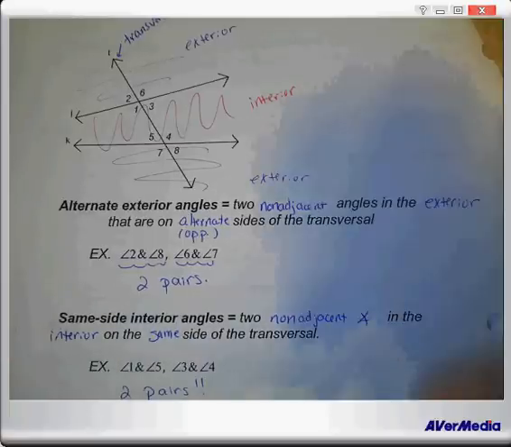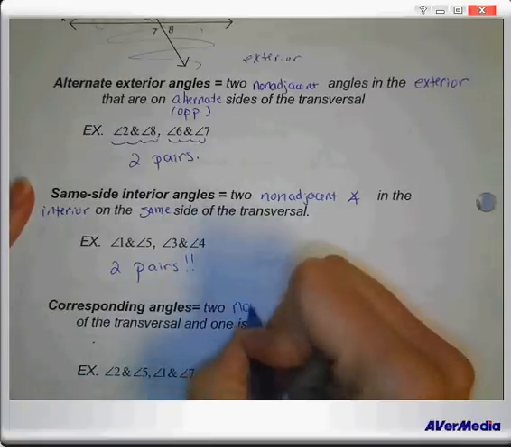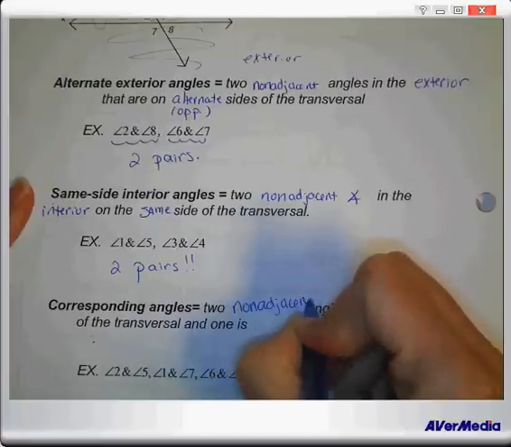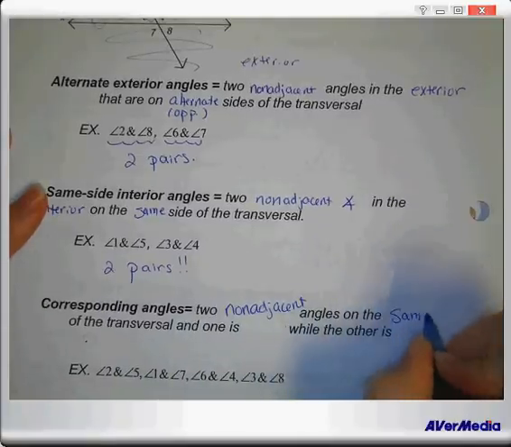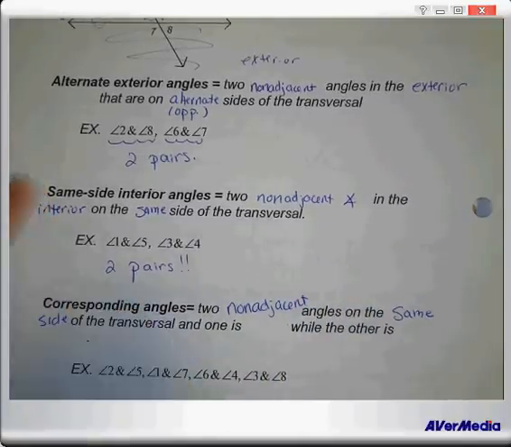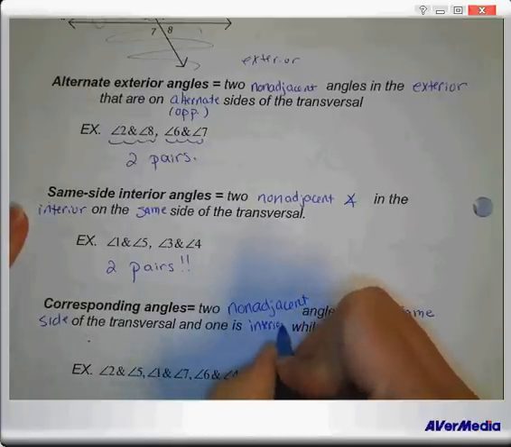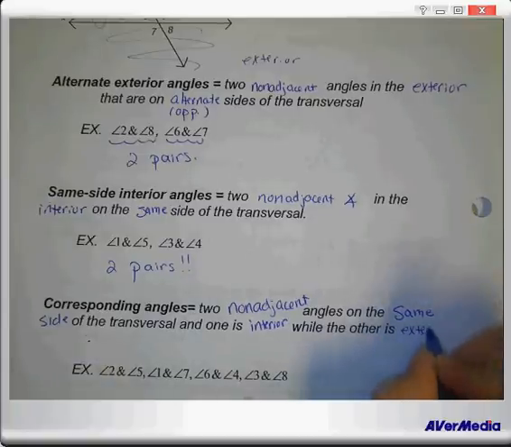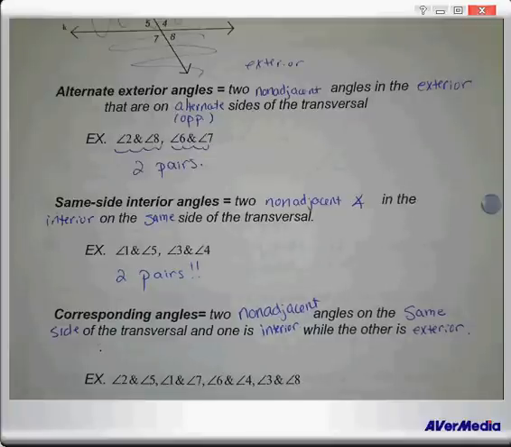Now I'm going to have to move the diagram just a little bit here to go back, but we have to get our last set of angles. They're corresponding angles. Corresponding angles are 2, and once again we're going to have the same word. They're non-adjacent, so they're not next to each other. And here's the cool thing, they're on the same side of the transversal. And here's the thing, one is interior while the other is exterior. So one is in the interior while the other one is in the exterior. So let you get that down, and then we're going to go show. You should get 4 pairs with this one.